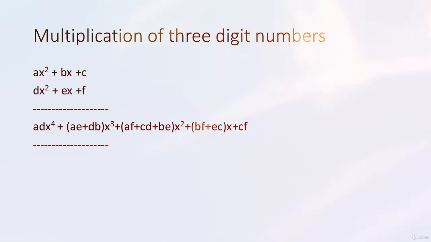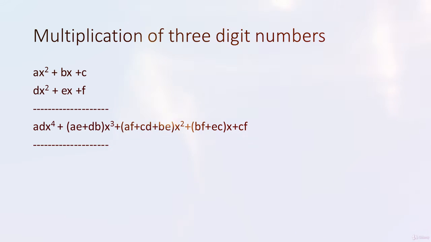If we do algebraic multiplication of ax square plus bx plus c and dx square plus ex plus f, you will notice that we have to do a vertical multiplication of AD, and we have to do vertical multiplication of CF, and to obtain other digits of the result, we have to do a combination of vertical multiplications and cross multiplications.